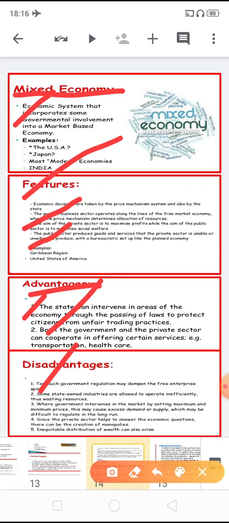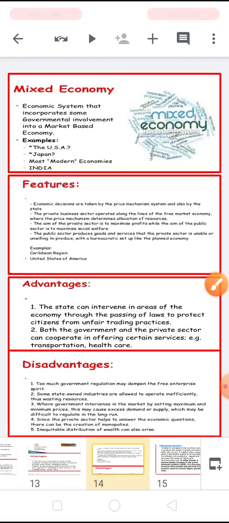If there are many rules and regulations and much intervention by the government, then the private sector finds it difficult to work in that economy, and in this way the free enterprise spirit will go down. Their own condition is dampened. So, children, these are the disadvantages of the mixed economy. Now, let us move on to the next topic.